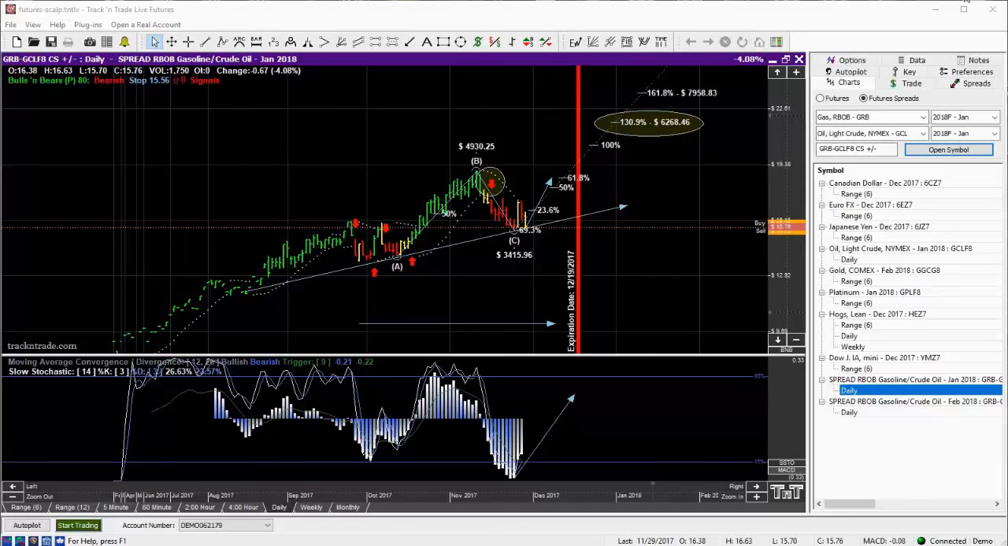In these Track and Trade Spreads quick start videos, we're going to answer the question, what is a spread? And then we'll demonstrate exactly how to put on a spread using Track and Trade's Live Spreads plugin.